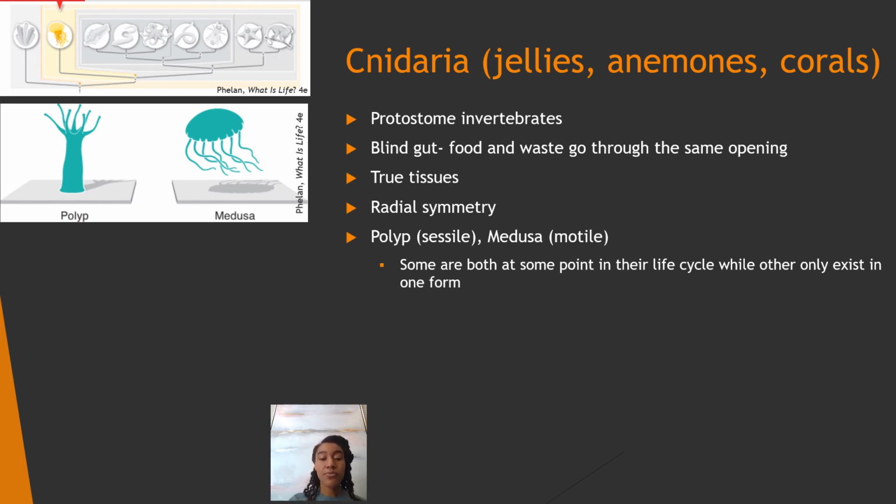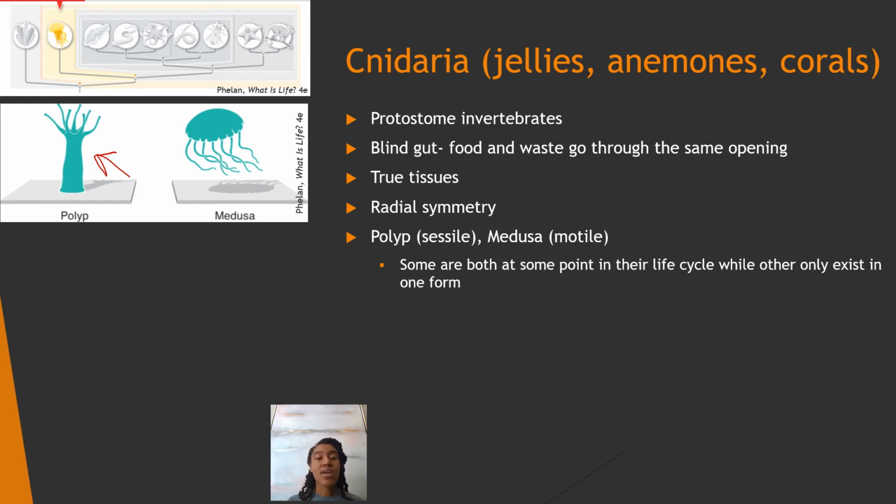They have the polyp form, which looks something like this. And this is the form that is generally sessile. Some of them can move a little bit, but they're not really doing a lot of moving. Most of them are attached, and they don't leave wherever they're attached.